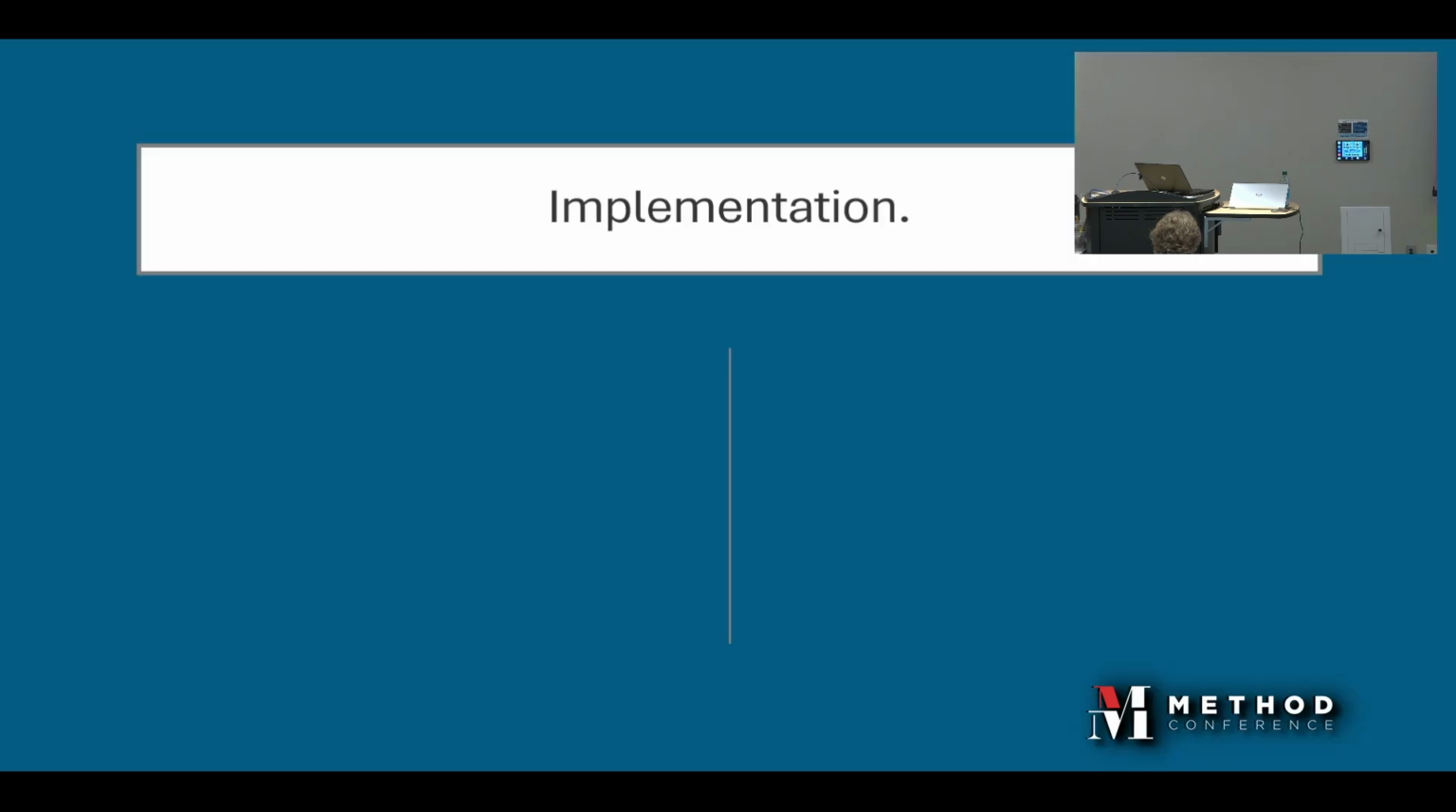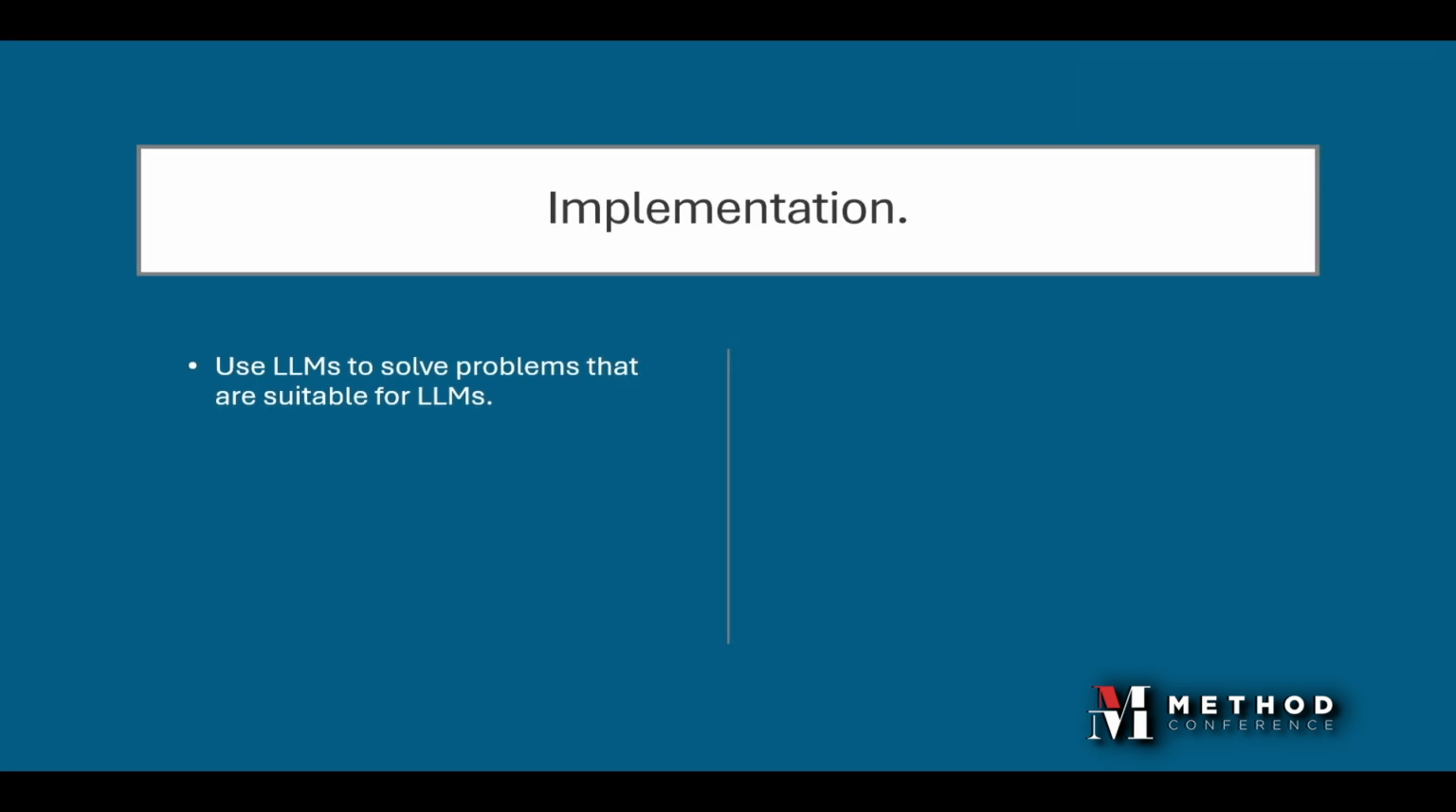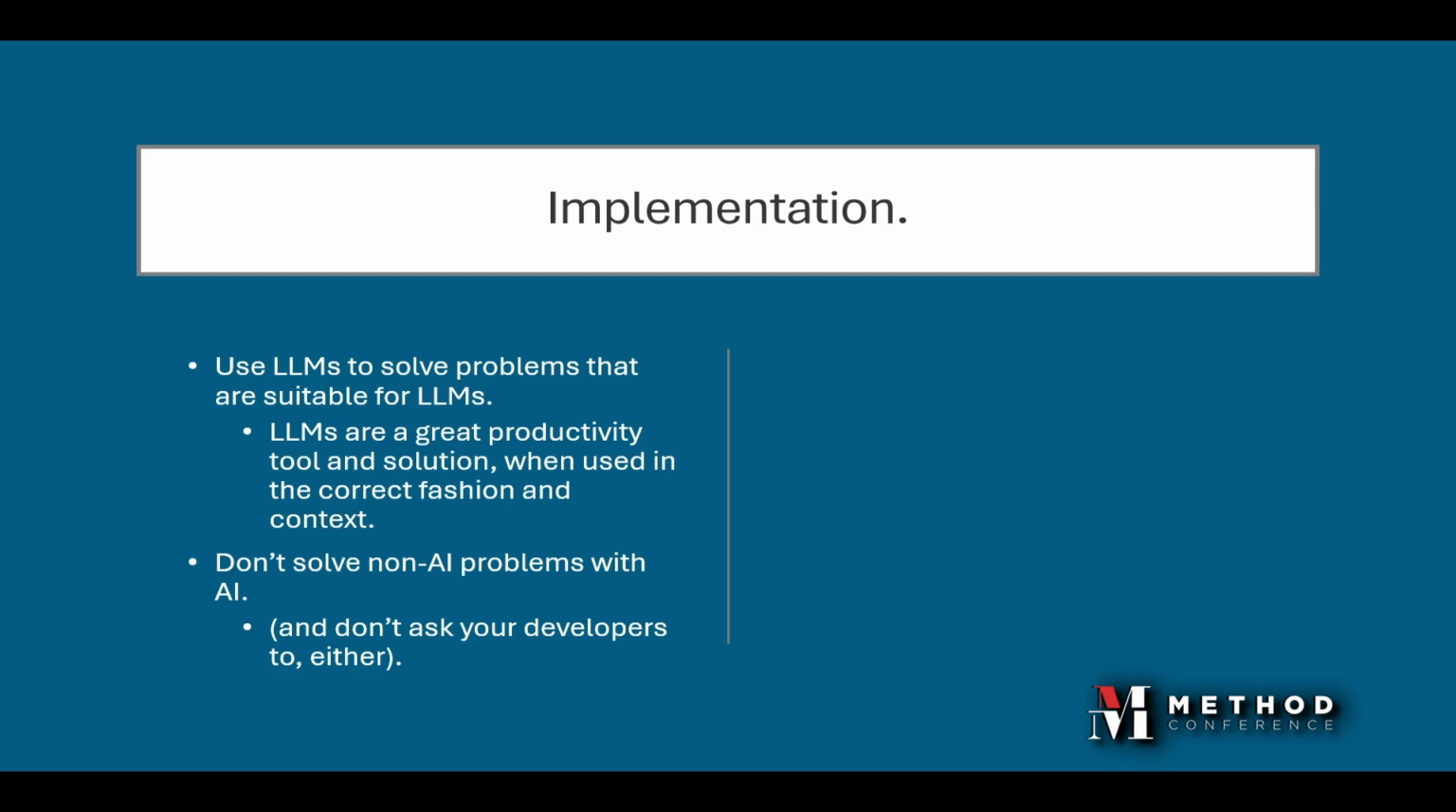So what are some insights and challenges we had around implementation? Use LLMs to solve problems that require LLM solutions. One of my biggest gripes right now in business and organizations is people say, we need AI. We need AI. Strava just added an AI feature to its exercise tracking app that analyzes your results, which nobody asked for and everyone's making fun of online. Don't use LLMs to solve non-LLM problems, and don't ask developers to either.